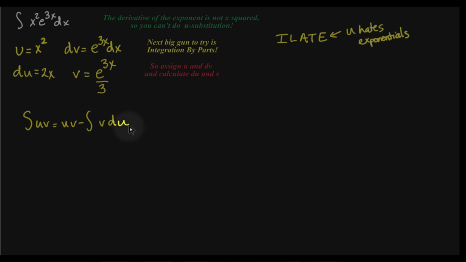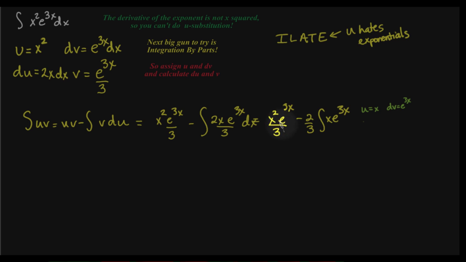Here is the integration by parts formula again: uv minus the integral of v du, the formula I explained in the previous video. When you plug and chug, x squared times e to the 3x over 3 is your uv. And then you're left with the integral of v du. This simplifies into giving you your next integral.